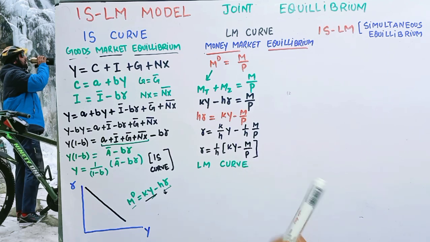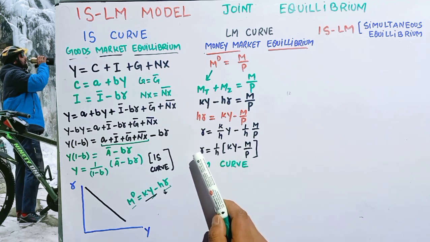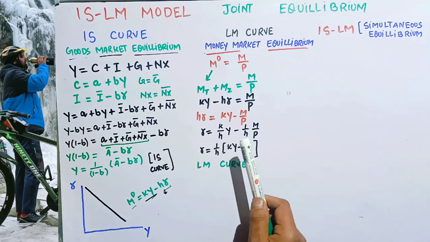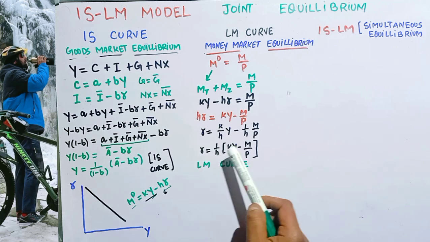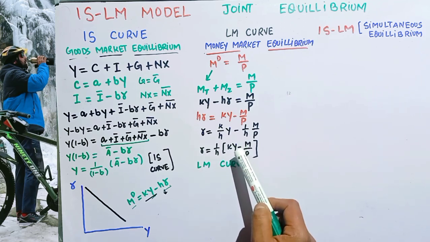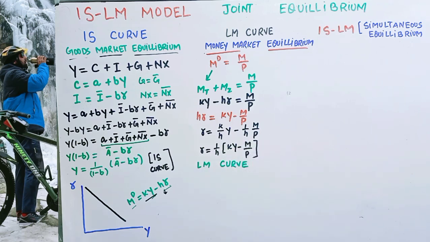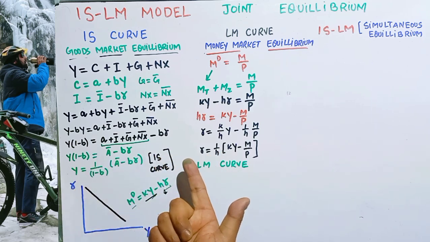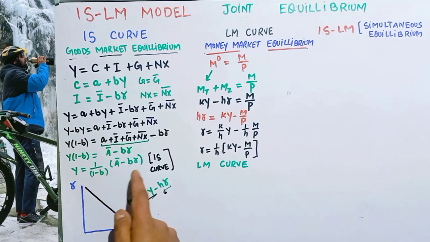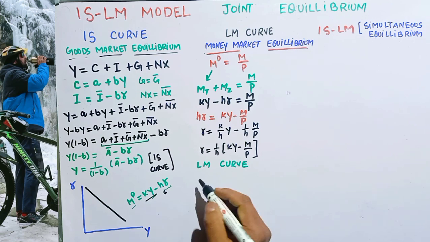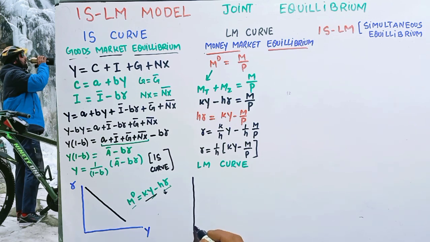Here you can see there is a positive relationship between rate of interest and level of income. So our LM curve will be upward sloped. Why? Because the coefficient of K in income is positive. We are trying to find the relationship between rate of interest and level of income. Earlier the relationship was negative, that was shown by the negative sign of H. So let's draw the graph here again.